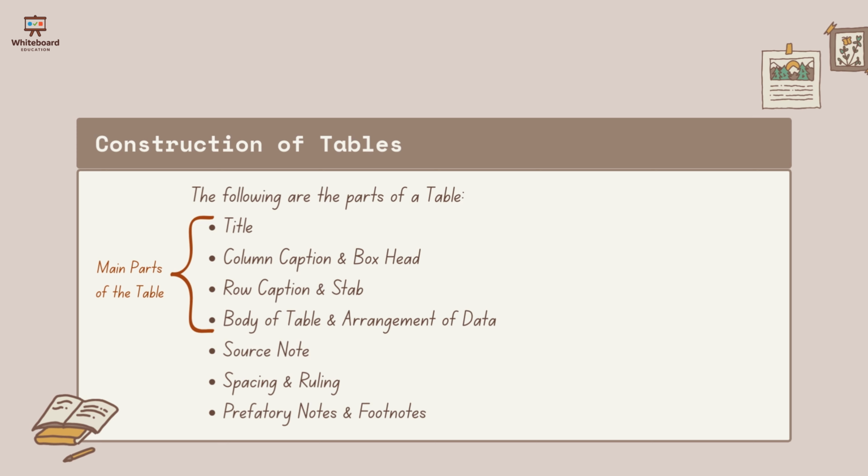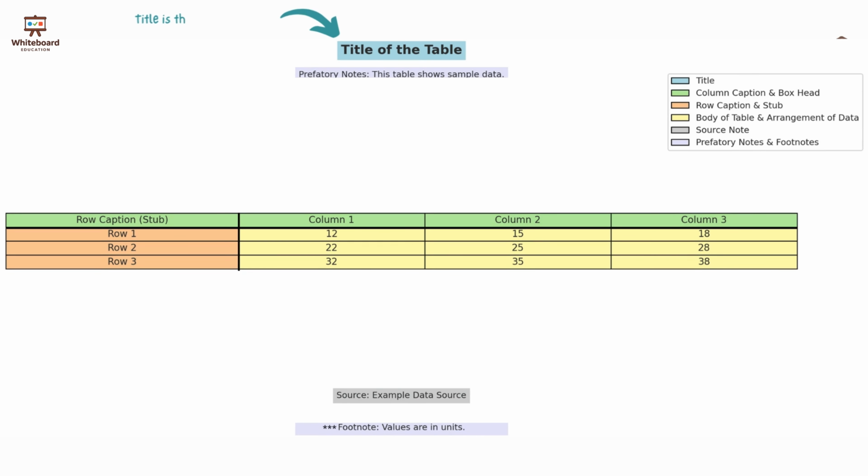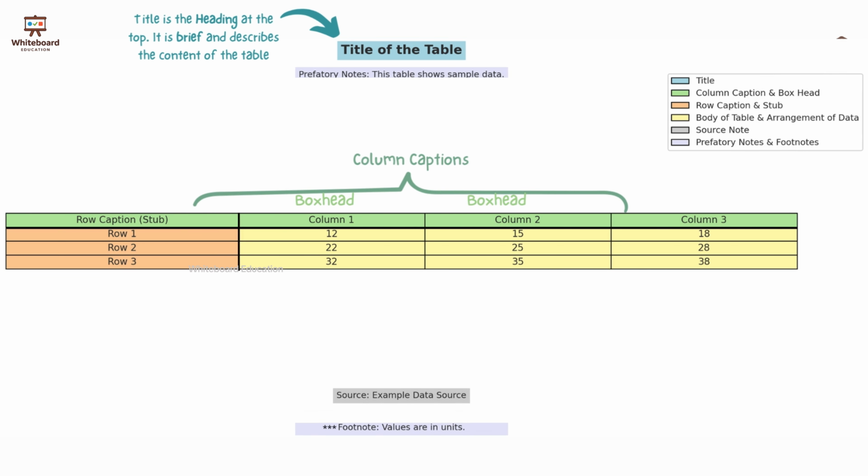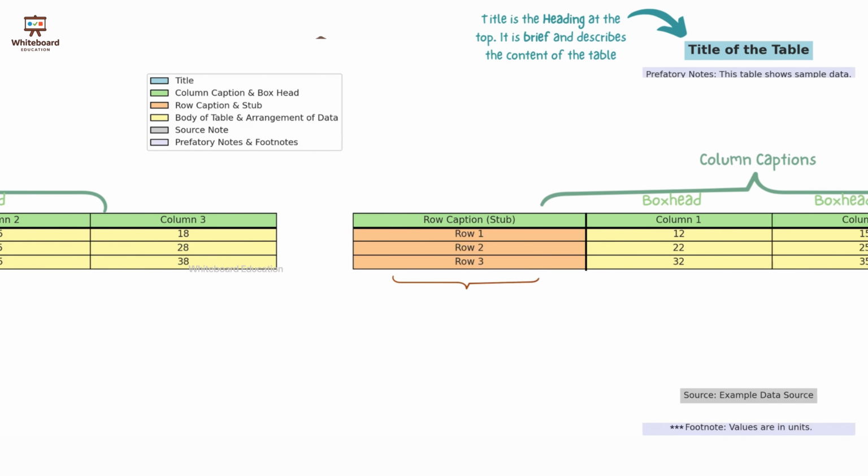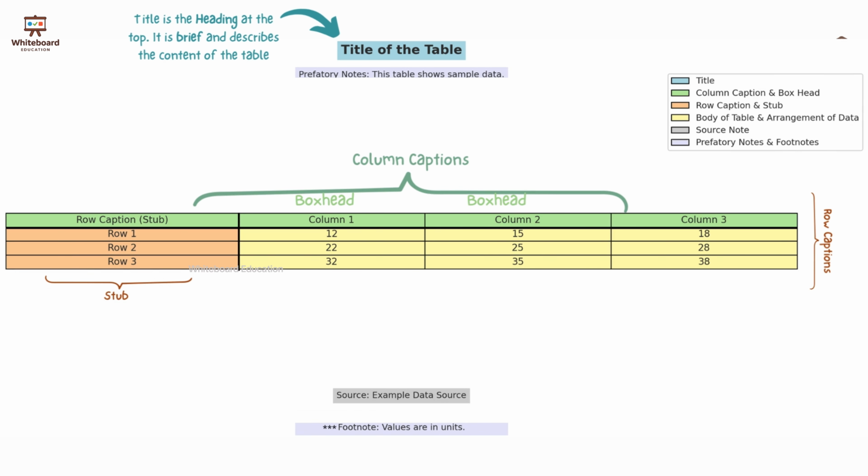Let's understand each separately. The title is the heading at the top. It is brief and describes the content of the table. Green color represents column caption. The headings of columns are called column caption, and each part of column caption is called box head. Similarly, the headings of rows are called row caption and each part of row caption is called stub. Column and row captions must be brief and clear.